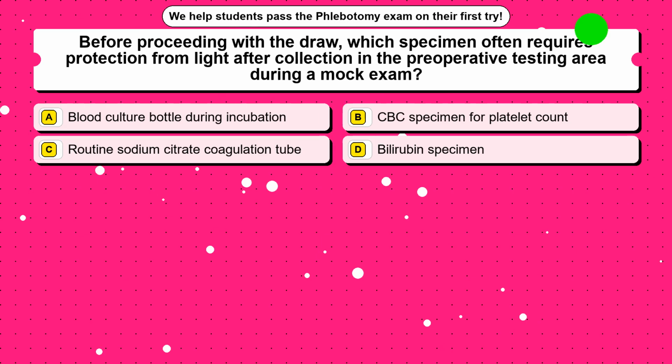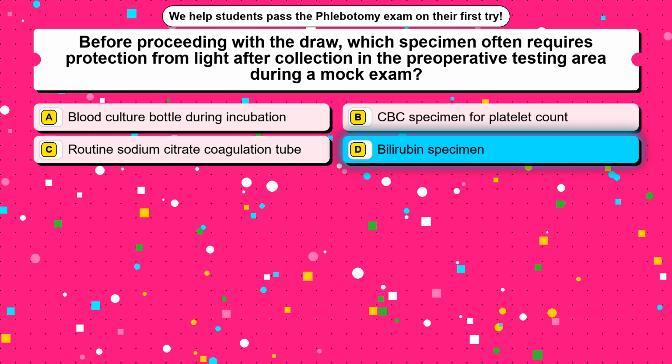Question 58. Before proceeding with the draw, which specimen often requires protection from light after collection in the preoperative testing area during a mock exam? Option A. Blood culture bottle during incubation. Option B. CBC specimen for platelet count. Option C. Routine sodium citrate coagulation tube. Option D. Bilirubin specimen. The correct answer is option D.